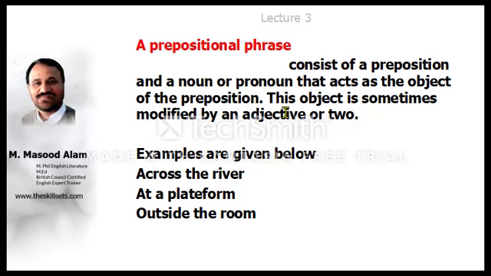Examples are given below. Across the river. Across is a preposition, and the river here is the object of the preposition. So two conditions are satisfied. Those two conditions are that a prepositional phrase consists of a preposition, across, and the object of the preposition, the river. So the preposition and the object of the preposition, when combined, create a prepositional phrase.